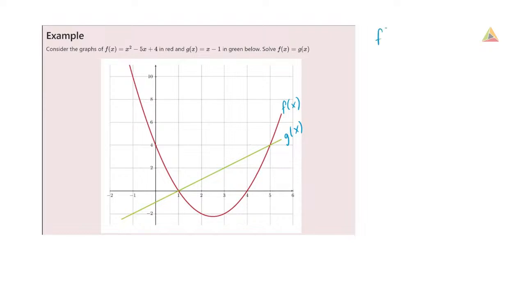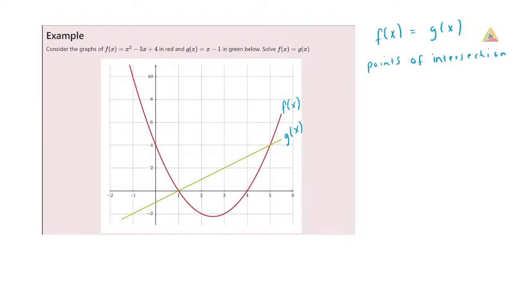So when the f of x equals the g of x, what does that mean? It means at what point on the graph does the f of x equal the g of x? So that means you're looking for the points of intersection. That's what you're looking for.